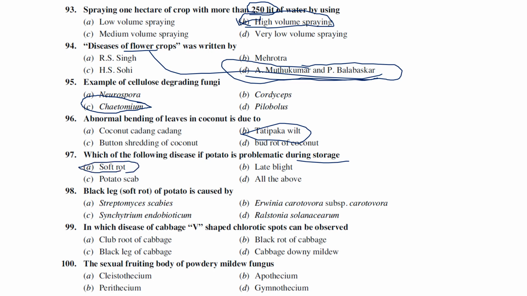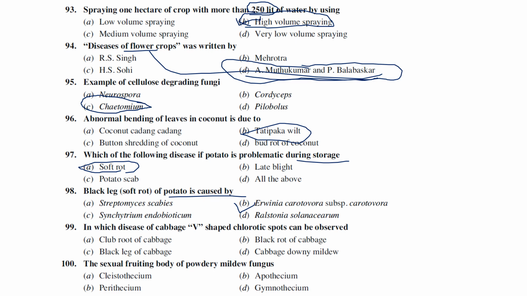Okay, black leg of potato is caused by Streptomyces scabies, Erwinia carotovora subspecies carotovora, Synchytrium endobioticum, Ralstonia solanacearum. I think soft rot. Okay, so all soft rots are caused by Erwinia carotovora subspecies carotovora. Soft rot of carrot is also caused by Erwinia carotovora subspecies carotovora, which produces pectinolytic enzymes that actually degrade the cells. And of course, cellulolytic enzymes produced by Pythium and Phytophthora can also degrade the cell wall.